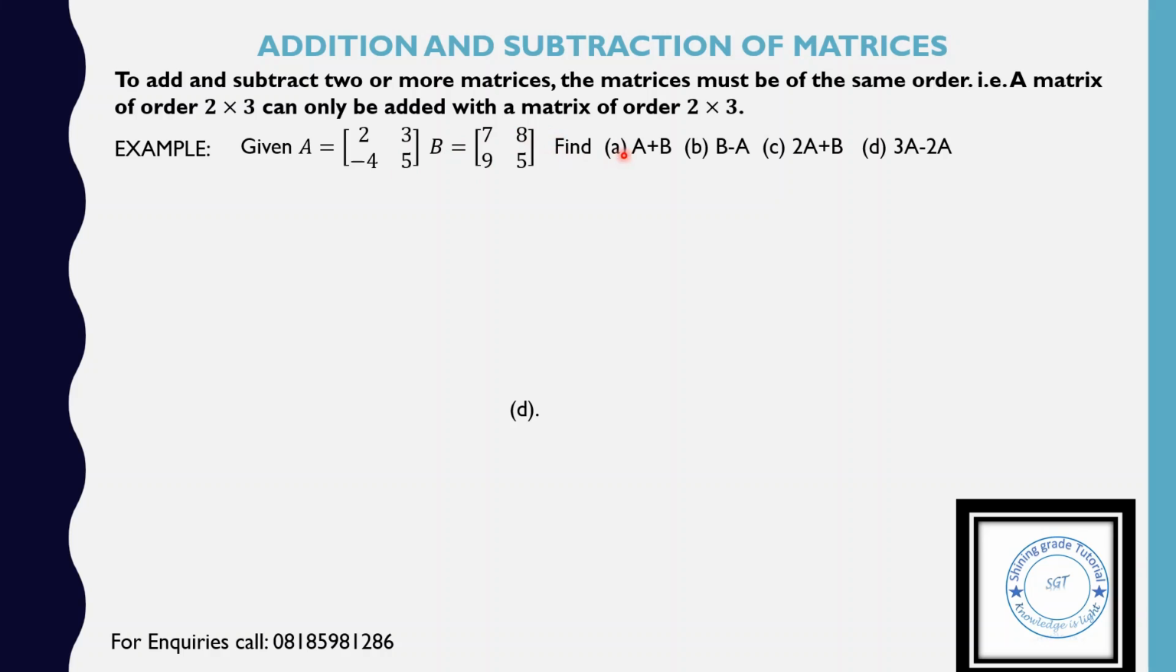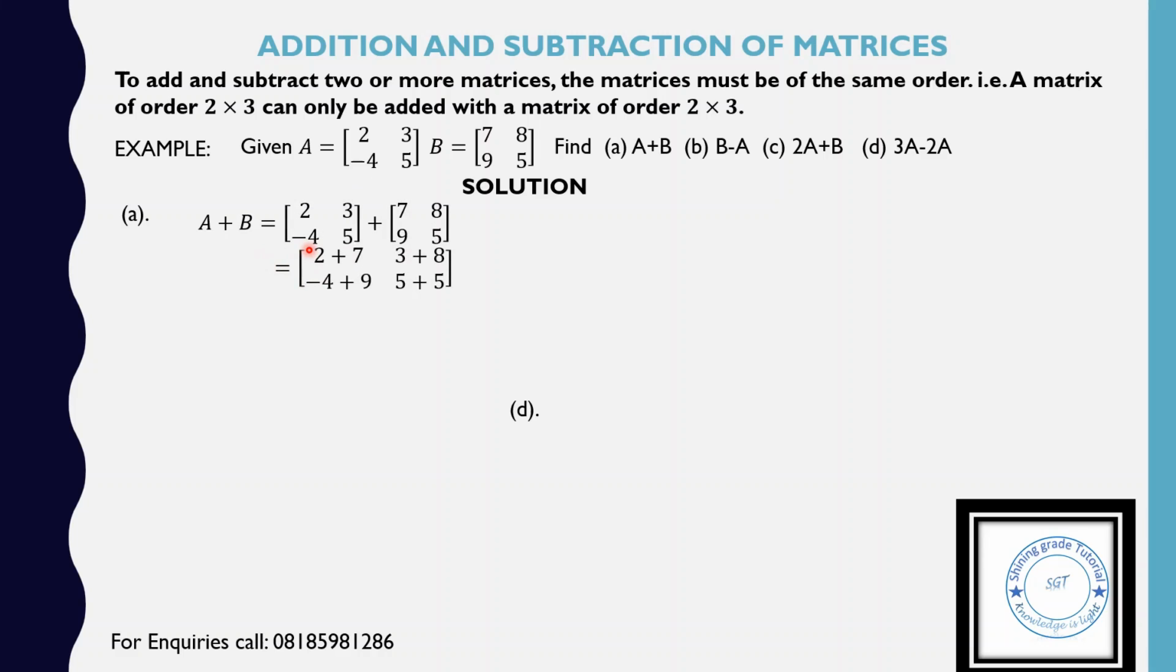We are asked to find A, A plus B; B, B minus A; C, 2A plus B; and D, 3A minus 2B. Alright, so we have the solution. For option A, A plus B will be equal to this matrix A, as shown, plus matrix B. Write that out and sum them. The rule is that you just add the corresponding elements.